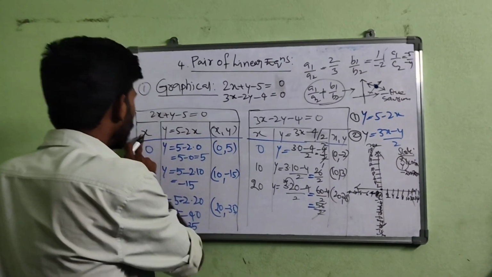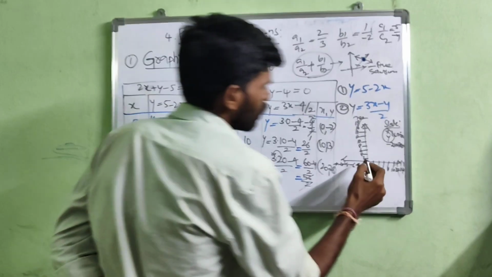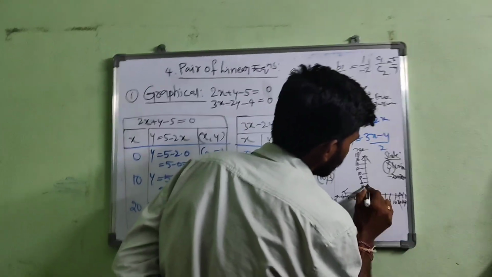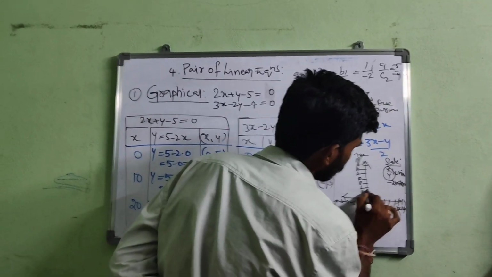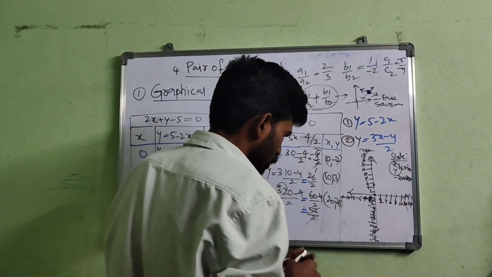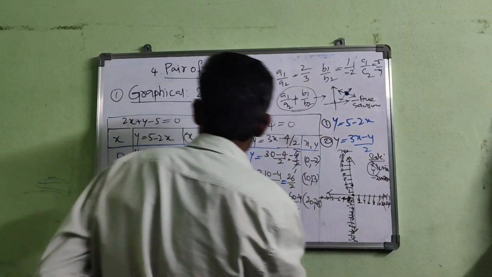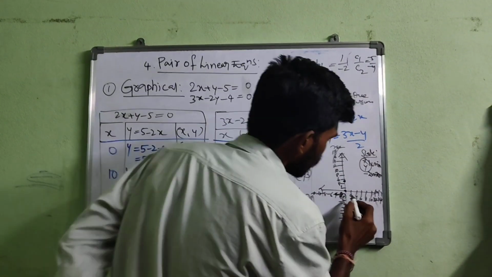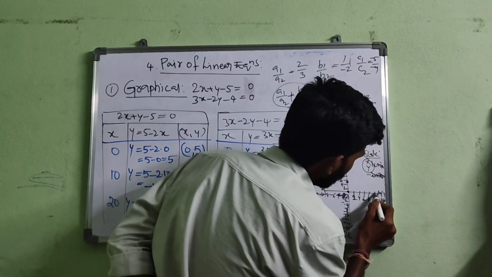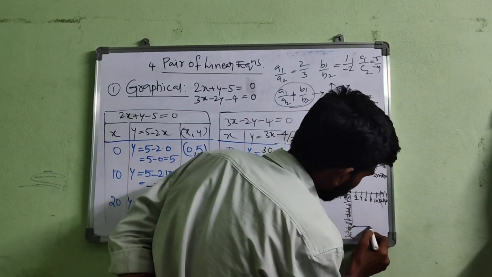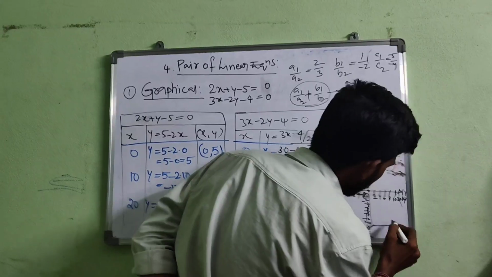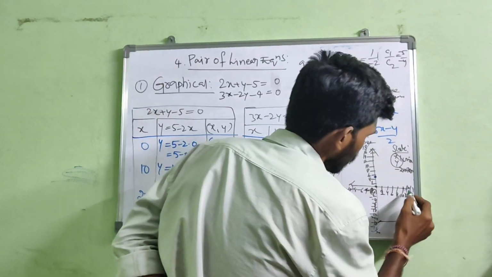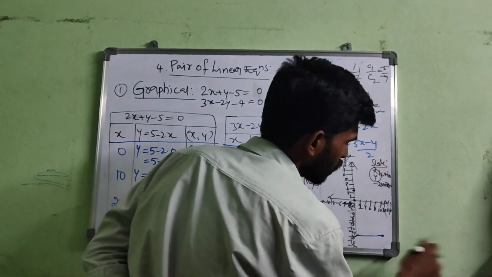Now, for this first equation, 0 comma 5. Here x-axis is 0 and y is here. Now, I am denoting it with a blue point. Next, 10 comma minus 15. If x is 10, y is minus 15 here. Next, if it is 20, y is minus 35, that is out of the graph.